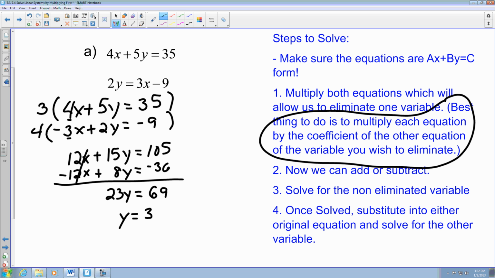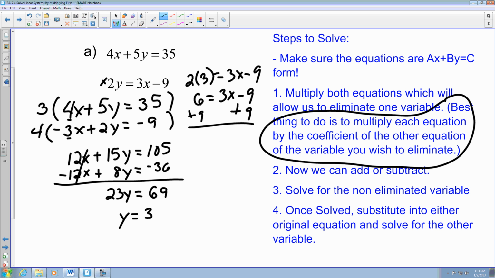So that is what step 3 is here. We've solved for the non-eliminated variable. Once we do that, we substitute it back into the original equation and then solve for the other variable. I'll use this one. So now I get 2 times 3 equals 3x minus 9, so 6 equals 3x minus 9. I'm going to add 9 to both sides, which gives me 15 equals 3x. Divide both sides by 3: 5 equals x. So my ordered pair here would be 5, 3.